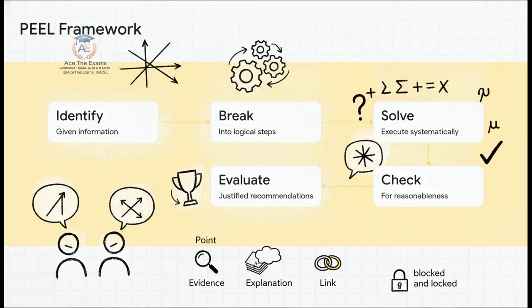I tell them, stop arguing and follow these 5 steps. Step 1, identify given information. Step 2, break into logical steps. Step 3, solve systematically. Step 4, check for reasonableness. Step 5, make justified recommendations. Using this, Alex and Sam rewrite their text out loud, line by line.